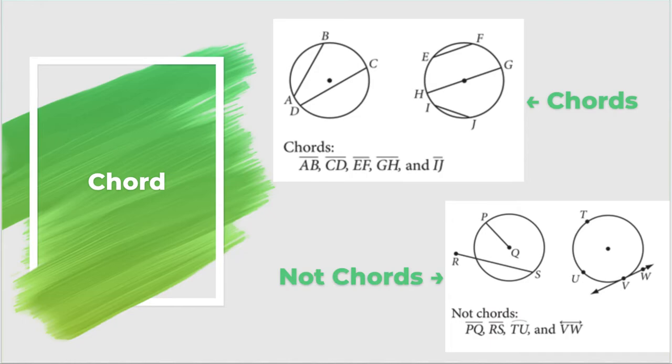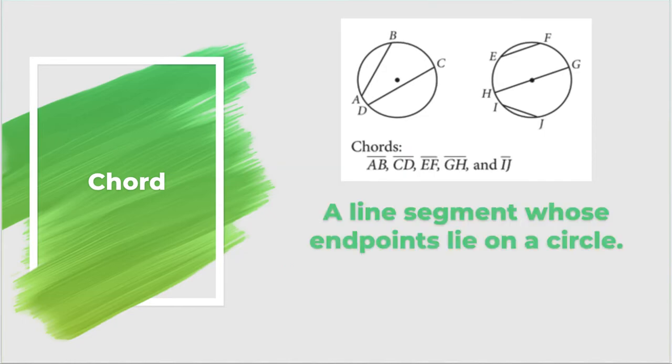All right, so the formal definition of a chord is a line segment, that's how it's categorized, whose, and this is where it gets more specific, whose endpoints lie on a circle. So if we look at line segment AB, point A is on the side of the circle, point B also lies on the circle. Same with DC, it's a line segment where D and C are on the circle. Same with EF, same with HG, same with IJ.